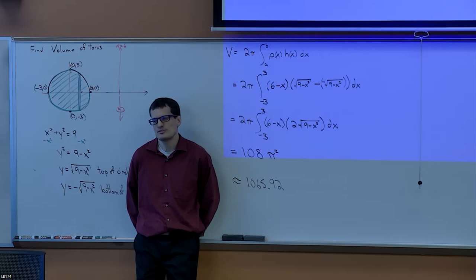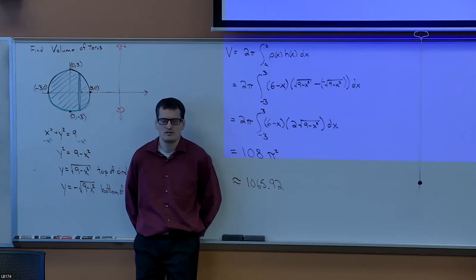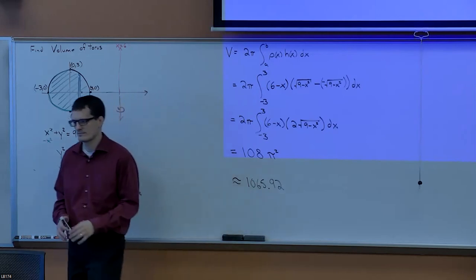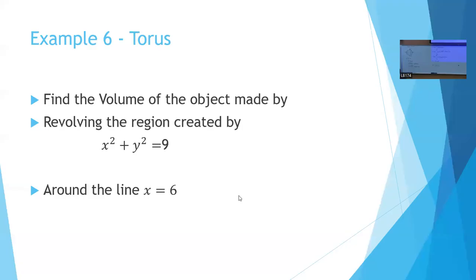You could do this using the disk method if you wanted to, but it'd be tough. It would not be a tough thing to do. You'd have to create some washers, and then if you're doing disk method, you'd have to do left-hand side of the circle versus the right-hand side of the circle. But you can do it. It's not that big of a deal. So that's the volume of a torus, or that particular torus, I should say.